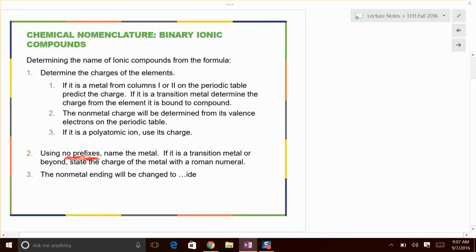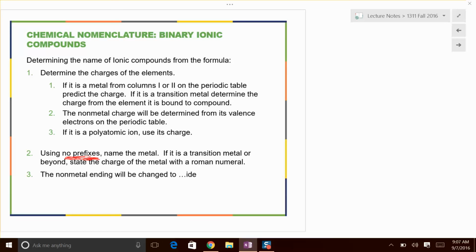No prefixes. You never, ever tell me how many things are in an ionic compound. But that's exactly what you do with a covalent compound. You never tell me how many there are in an ionic compound. Okay? You only do it for covalent compounds.